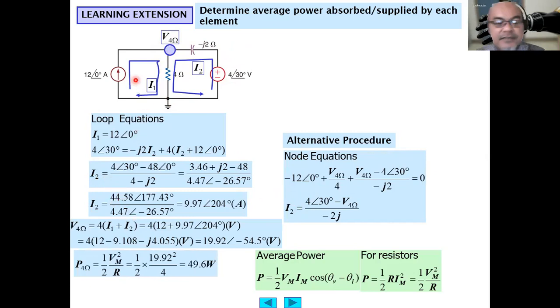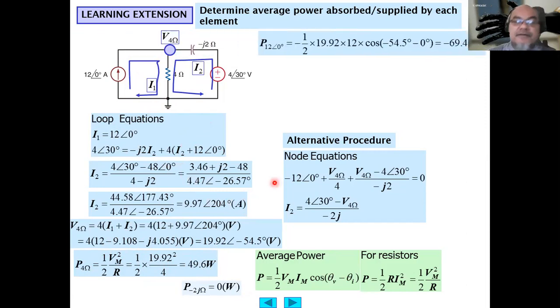The power at the 4 ohm we can calculate using this formula. Since the voltage is already known, P at 4 ohm equals half times Vm squared divided by R. The R is 4 ohm. So now Vm is 19.92, squared, divided by 4. We obtain the power absorbed by the 4 ohm resistor equals 49.6 watt. The average power absorbed by the capacitor will be 0. So it does not dissipate power.